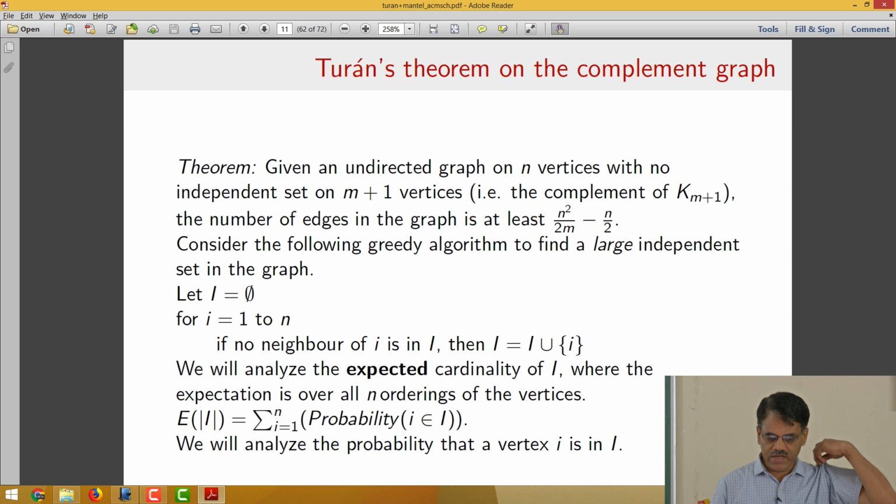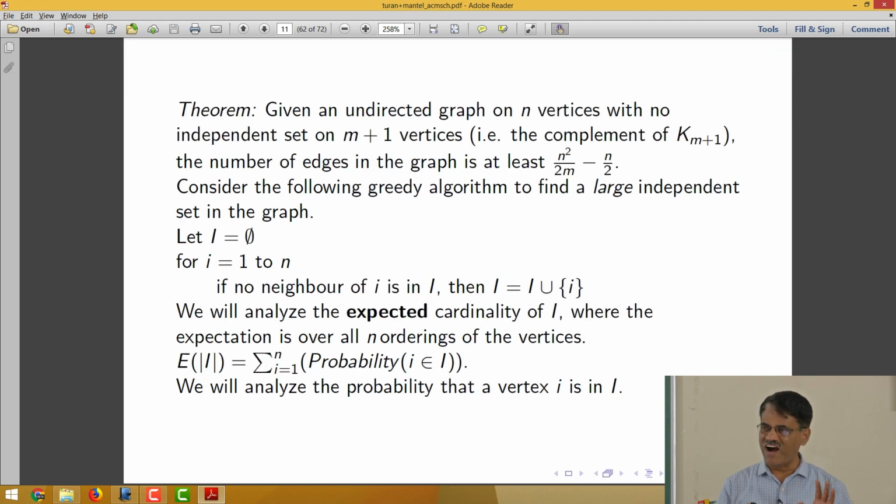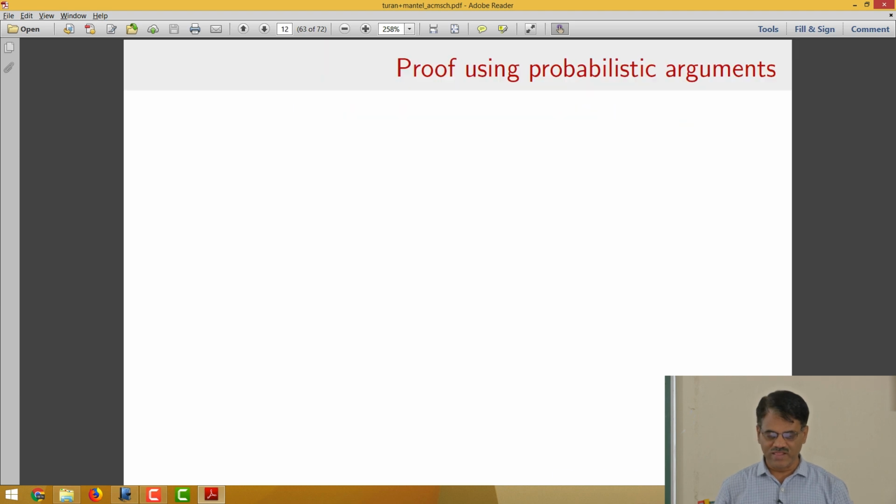So, here is one way to analyze the expected size of this cardinality: I run through every vertex and see what is the probability that that vertex will be in my independent set. Okay. Probability is over, again, all possible permutations. Whenever you talk about probability or average, you are talking about a distribution. So, what I am saying is, over all permutations, what is the probability that my vertex i is in the independent set? It sounds hard, subtle, but there is a very simple argument, we will get there.